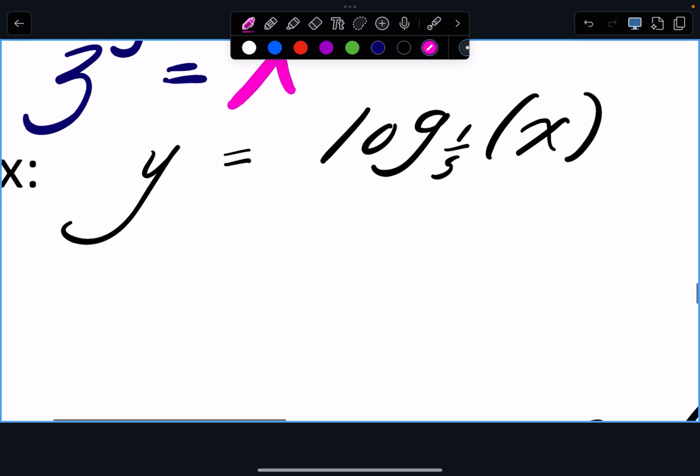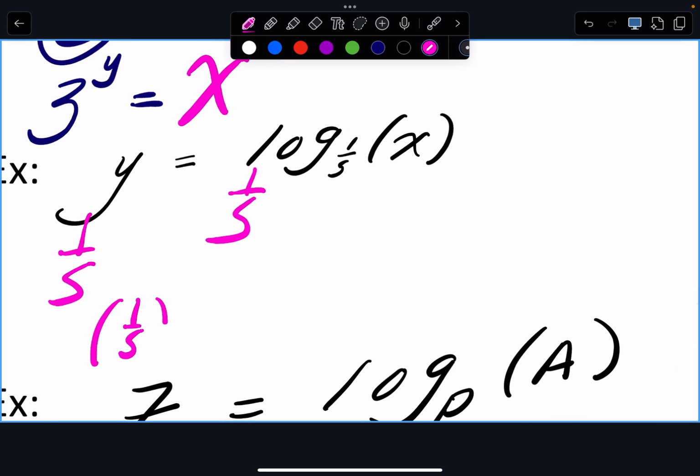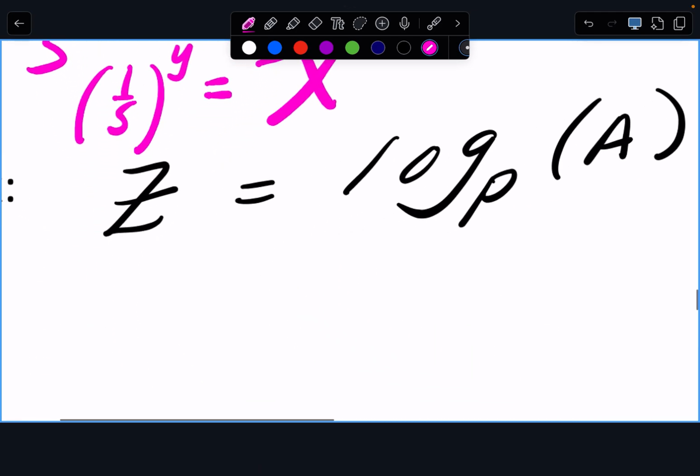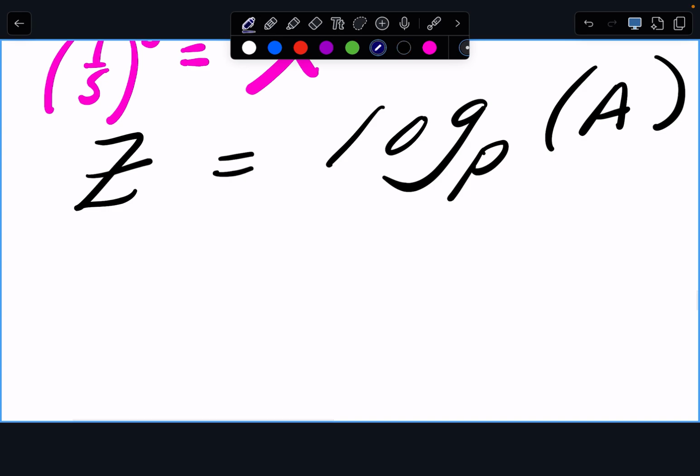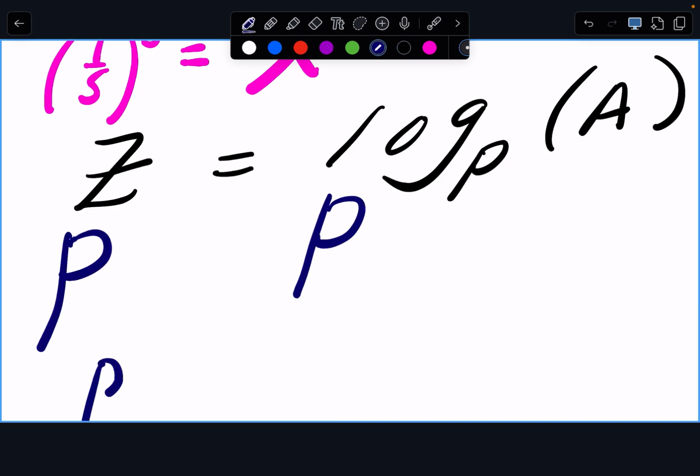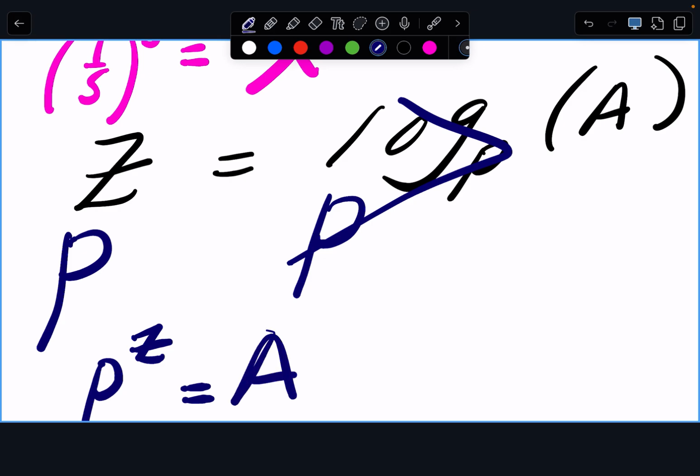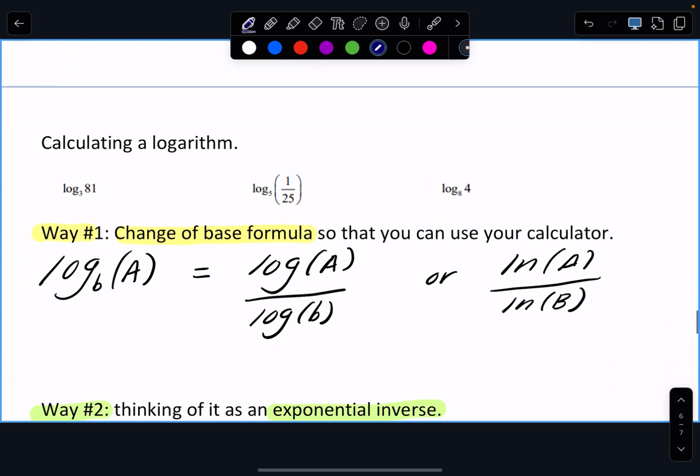So what about this one? How do you undo log base a fifth? Base a fifth it. So now we have base 1/5 raised to the y power equals x. Okay, right here, write this as an exponential. We would base p both sides. p to the z equals a. Okay, so don't overcomplicate those.